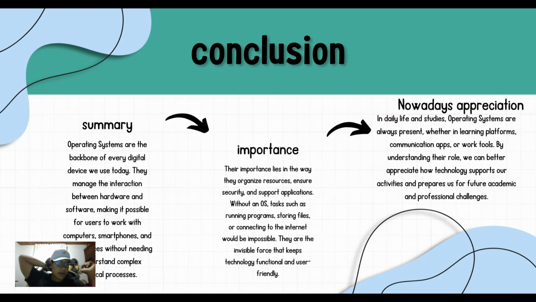Operating systems are the backbone of every digital device we use today. So everything, as you can see technically in these very few lines, is run on them, and without them we cannot organize anything. The importance lies in the way they organize resources, ensure security, and support applications. Without an OS, a task such as running programs, storing files, or connecting to the internet would be impossible. Everything needs to pass through the operating system.